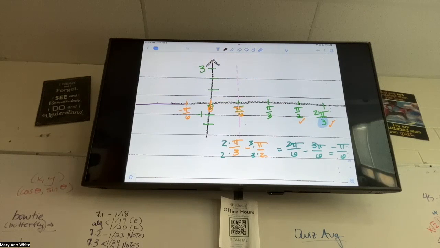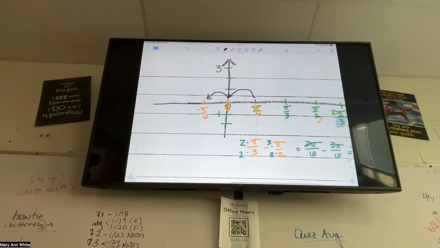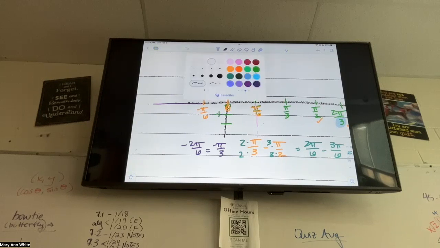So my first point was positive pi over 6. Then I did 0. Then I did negative pi over 6. What do you think my next point's going to be? Negative 2 pi over 6, which is good, which is negative pi over 3. You could do your math out, but it will give us that.